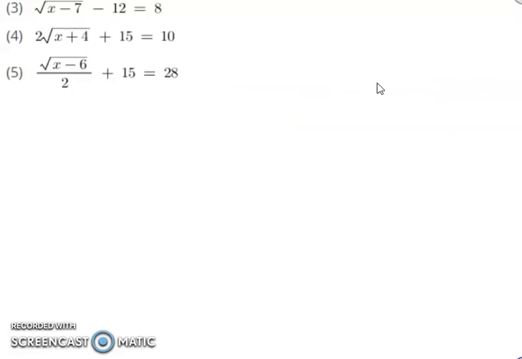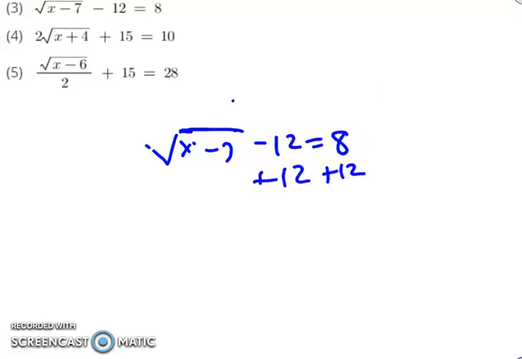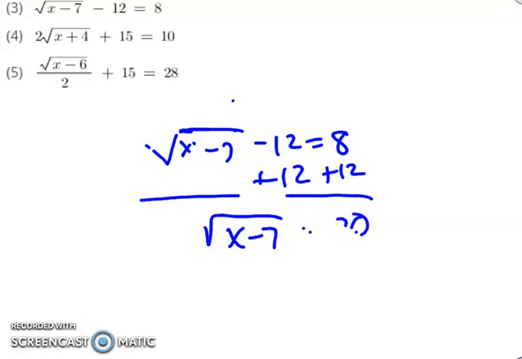So when we have problems involving square roots, what we want to do is make sure that in the end we have the square root by itself. So the square root of x minus 7, minus 12 equals 8. The first step is we're going to add 12 to both sides to get the square root by itself. So I end up with the square root is equal to 20.